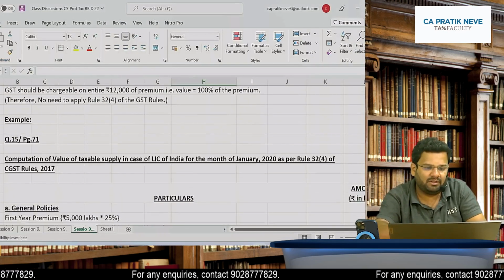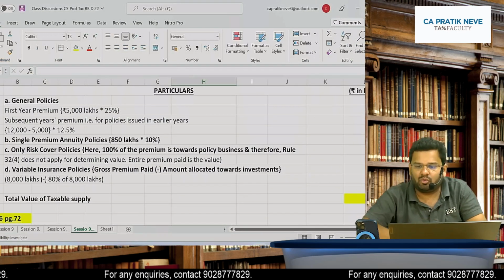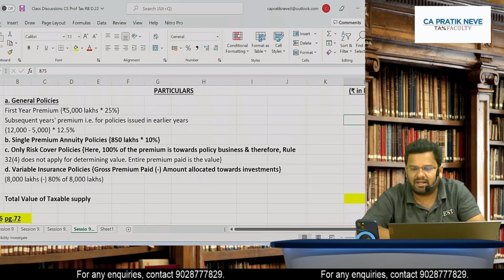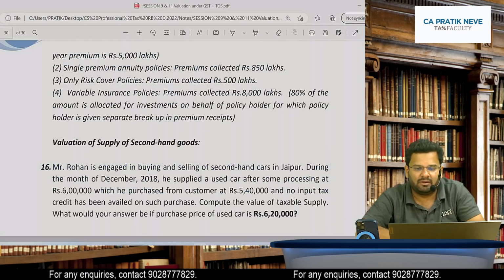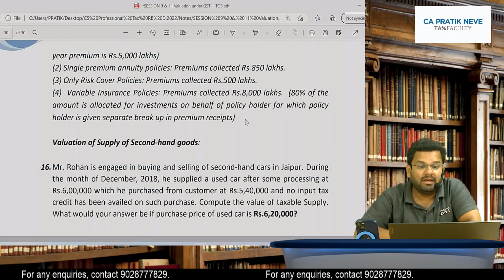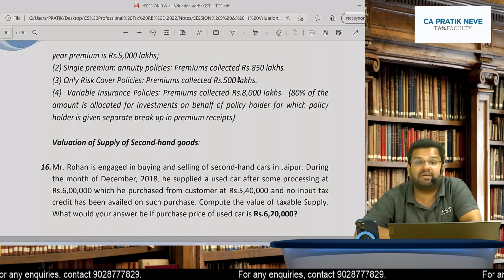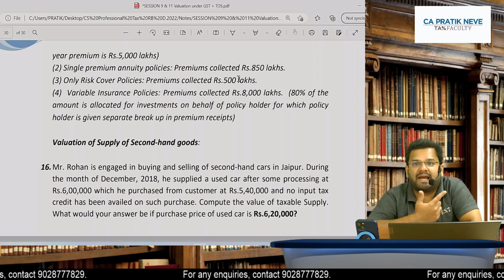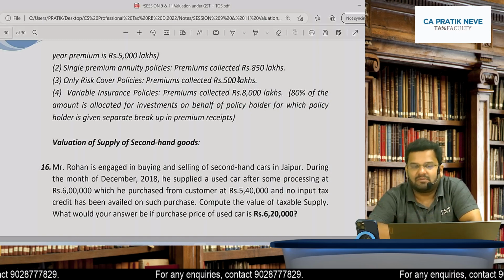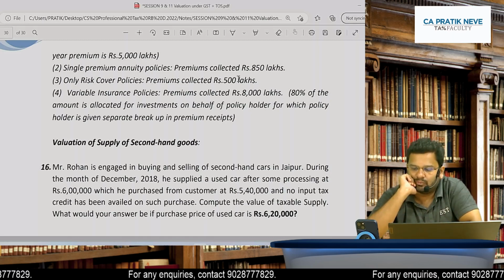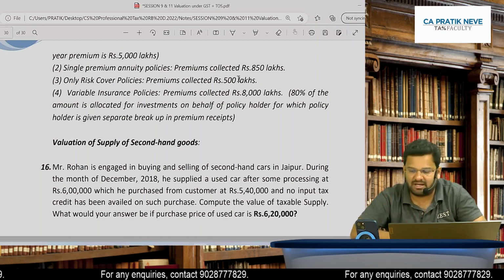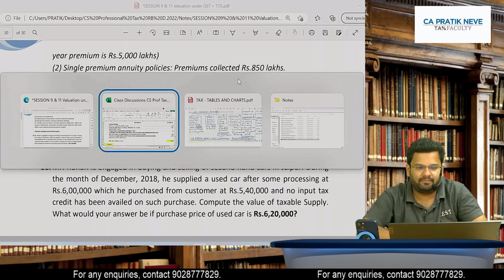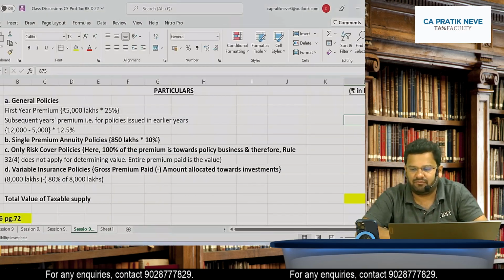So I have explained you here everything. 1250 and 875. Wonderful. Then single premium annuity policy is 850 lakhs. So what will you do out of 850 lakhs? How much will you take? 10%. So is it 85? Check. 85.